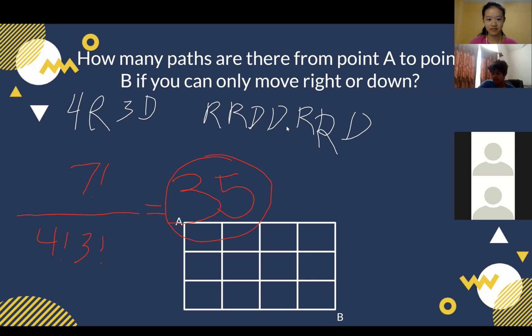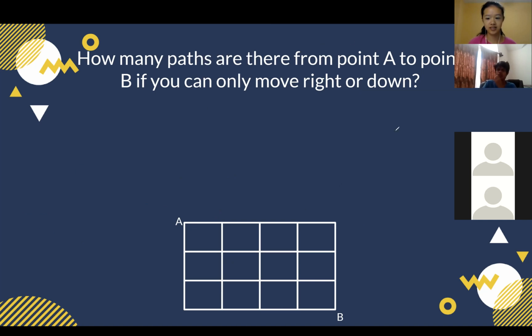But yeah, there are 7 total letters, right? And then we just divide by the repetition. So 4 factorial and 3 factorial, which gives us 5 times 6 times 7 divided by 6, which is 35. So yeah, why don't we go and try a different problem to see.